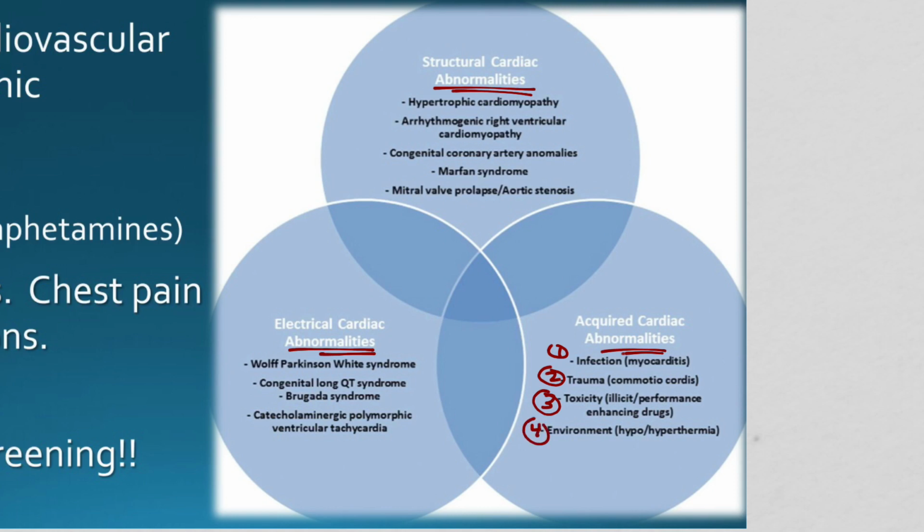So we have really 3 causes: something that's structural, something that's like a defect within the heart. Most commonly in athletics, that would be a hypertrophic cardiomyopathy, where the muscle of the heart itself is enlarged, creating less ability for the ventricles to actually fill. A mitral valve prolapse, right, or aortic stenosis. Again, most often these are going to be congenital in nature. You can have Marfan syndrome.